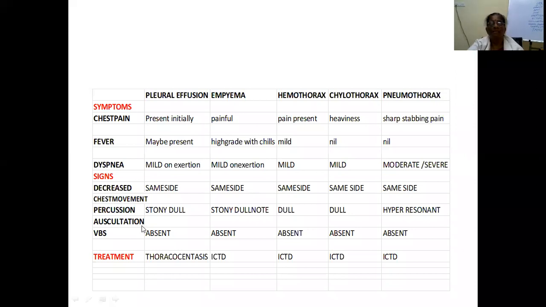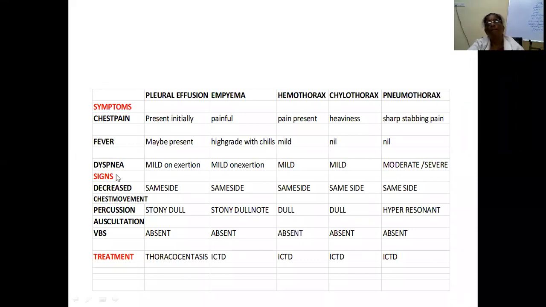Okay. In auscultation, there will be absent breath sounds in all the conditions, and in pneumothorax the coin sign will be positive. I hope you remember the coin sign. And in hydropneumothorax there will be a succussion splash. Succussion splash means when you put a stethoscope on the patient's chest and move the patient, you will hear a movement of fluid just like a coconut. So that succussion splash is seen in hydropneumothorax.